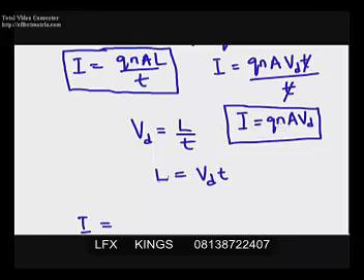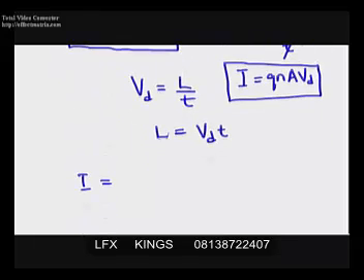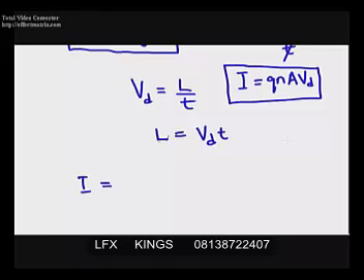So if you are asked to find the current and you were given the electron density, the area of the wire, and the drift velocity, you simply put all this together and get your current. So right here we've gotten two formulas for current. Let's clean this one up quickly.